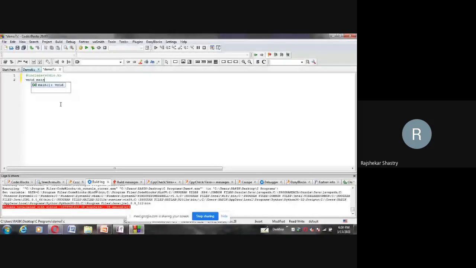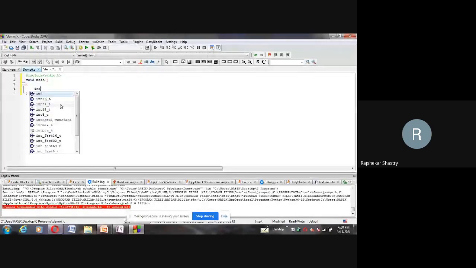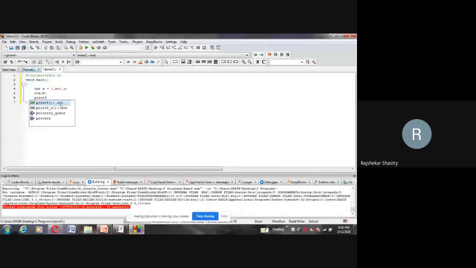Okay, now here int a, which is equal to what, sir? Say 5, and b, which is equal to, of course, 2, and c here is the third one. Now c is equal to, if I say a by b, then what is the answer that we have to check? printf("%d", c).